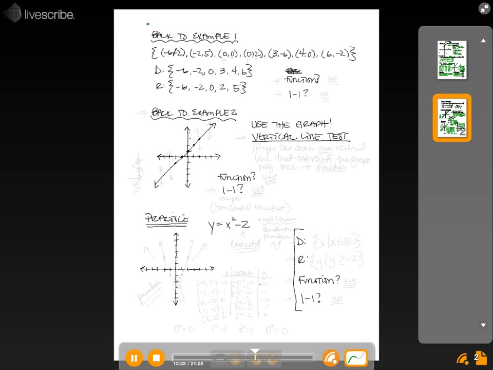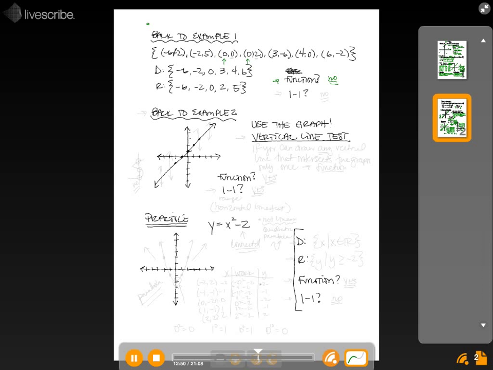Alright, so here's example 1. I've listed out your points again. It's a relation, remember, at this point. And we've listed out all of those points. I've also given you the domain and range because we've done that. We've listed that out already. Remember, I told you that a function cannot have repeats in the domain. Well, if we look, our x values, we had 0 that got used twice. Since 0 was repeated, this is not a function.